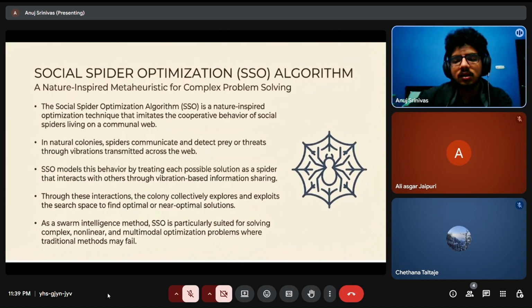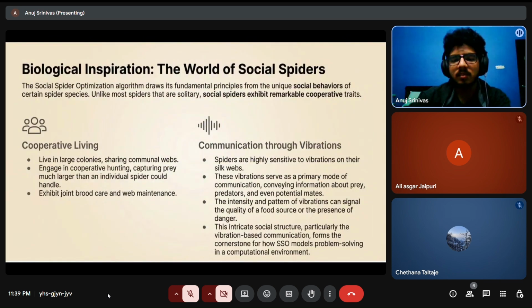In the algorithm, each solution is modeled as a spider. These spiders exchange vibration signals, which allows the entire colony to search the solution space efficiently. Because of this cooperation mechanism, social spider optimization performs very well on complex, nonlinear, or multimodal optimization systems, where traditional methods may struggle. So now we have the biological inspiration.